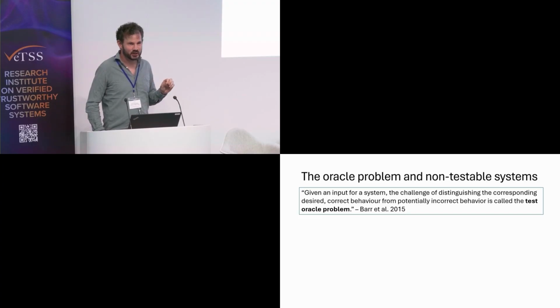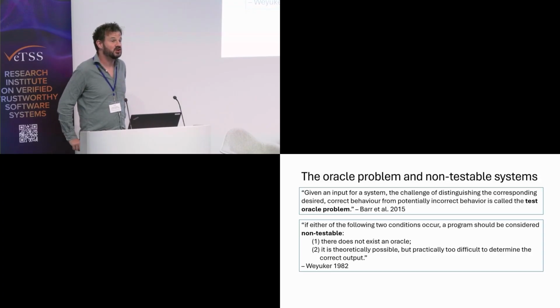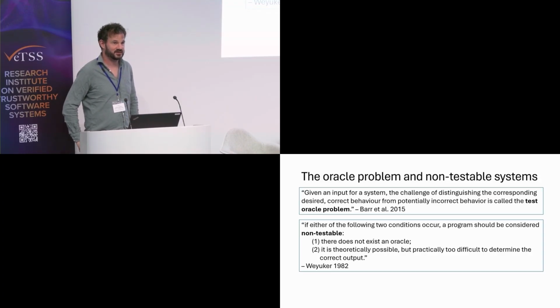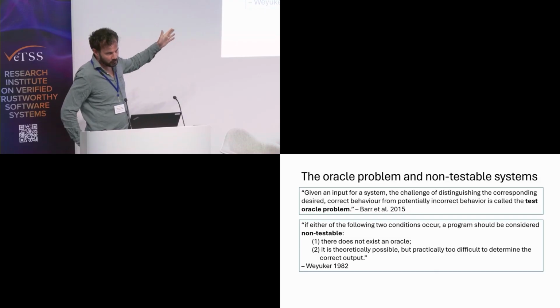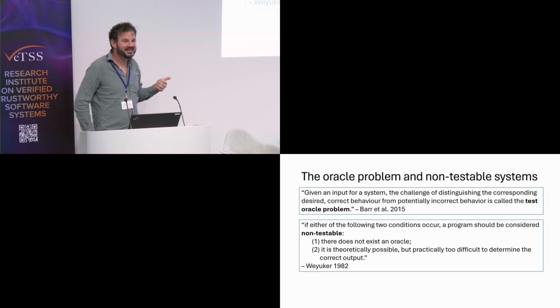Back in 1982, when I was a baby, a pioneer of software testing, Elaine Weyuker, coined the phrase non-testable programs, or more generally non-testable systems. I think her definition here is very interesting. She writes that if either of the following two conditions occur, a program, or more generally a system, should be considered non-testable. Number one, there doesn't exist an oracle, even in principle.